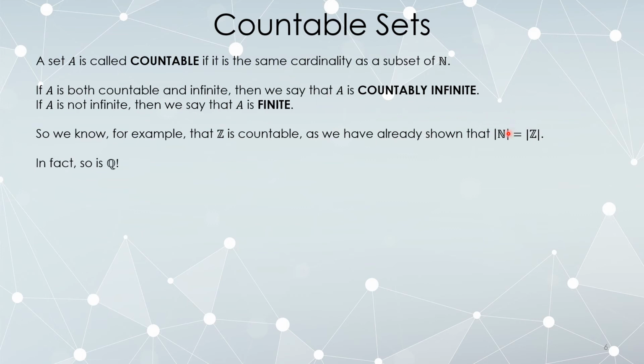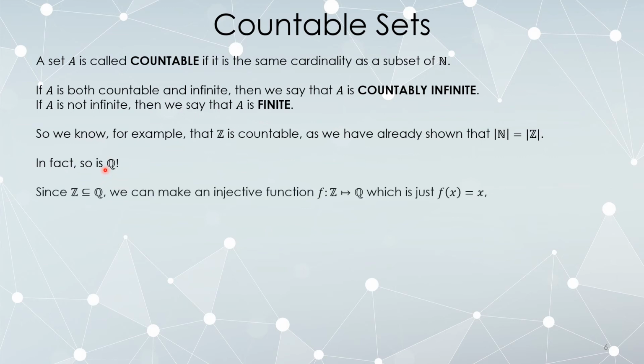And since we already know, by the way, that the natural numbers are infinite, and the natural numbers are a subset of the integers, the integers must also be infinite. So the integers are in fact countably infinite. In fact, the rational numbers are also countably infinite.